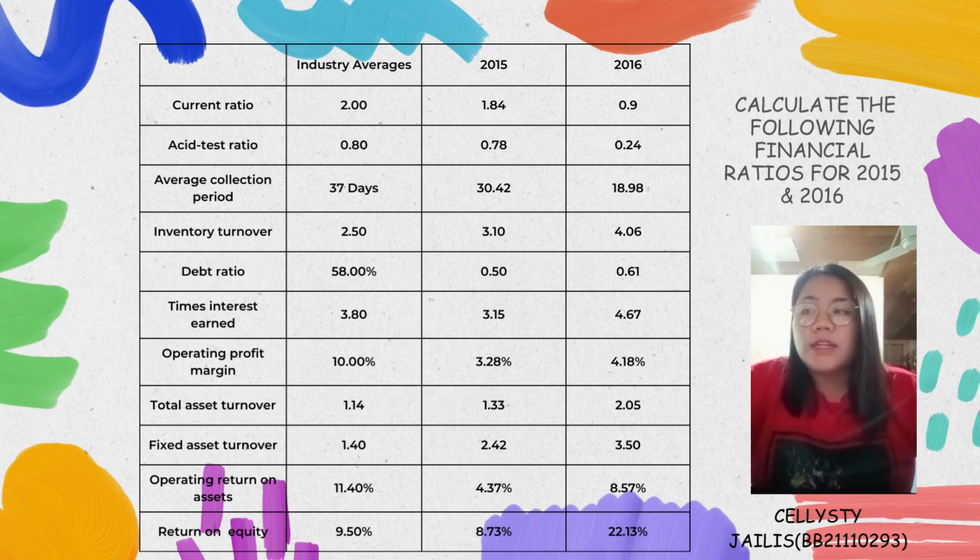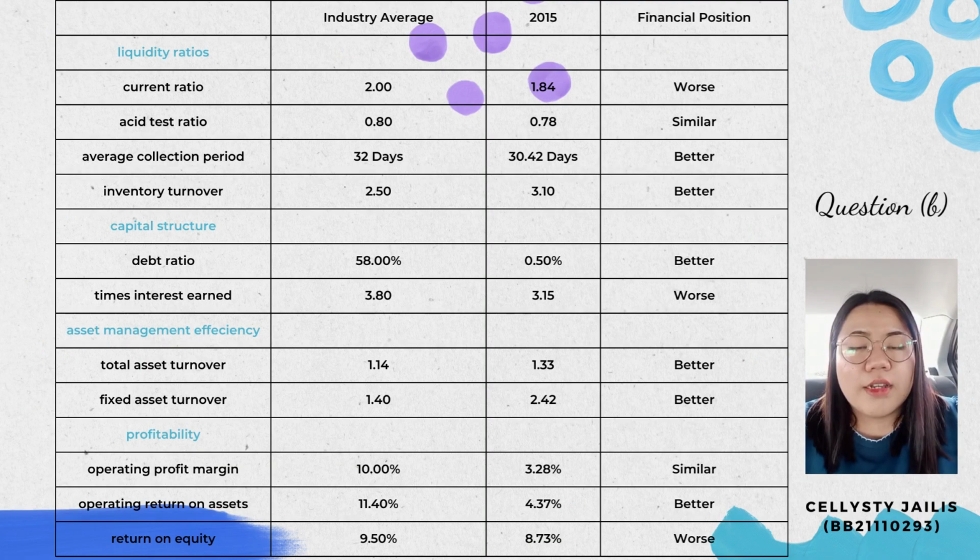And the last one is return on equity, where the formula is net income divided by common equity, times 100. So for 2015, 6,141 divided by 70,313 times 100, and we got the answer 0.73%. And for 2016, we got the answer 22.13%.